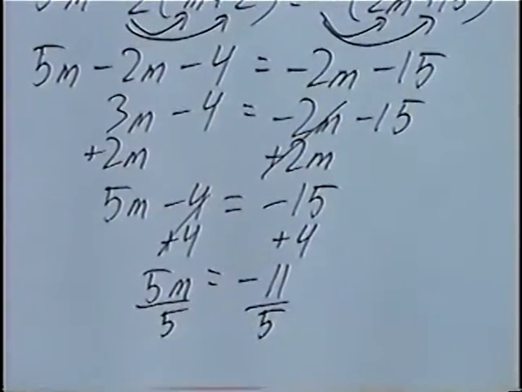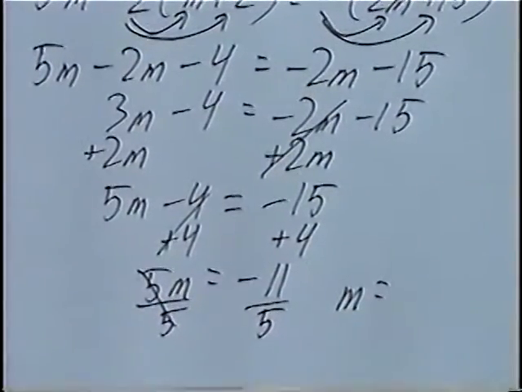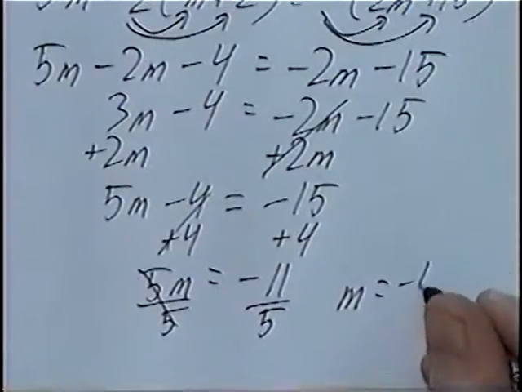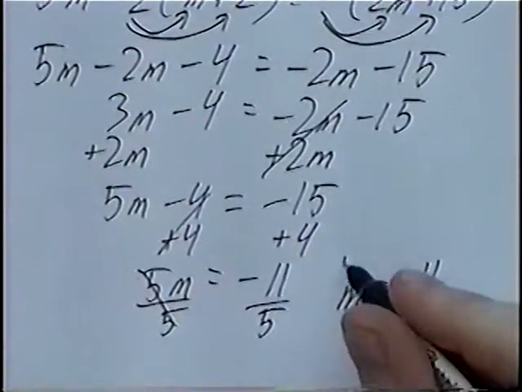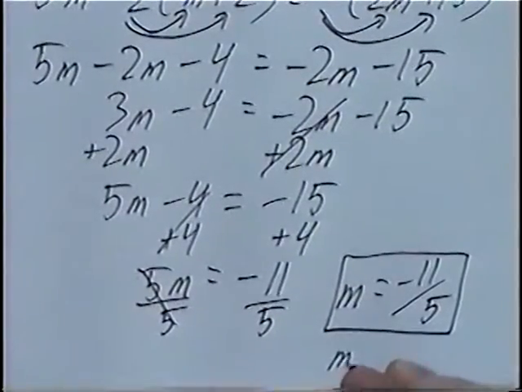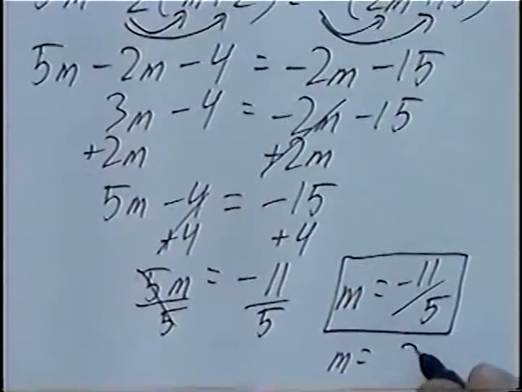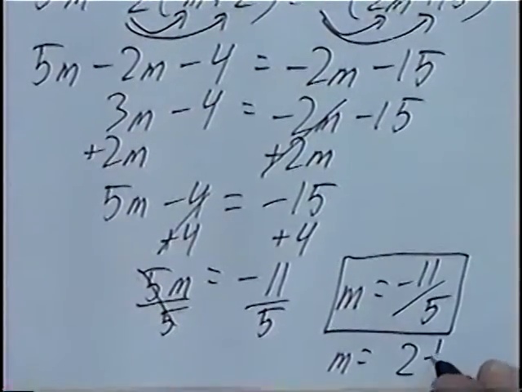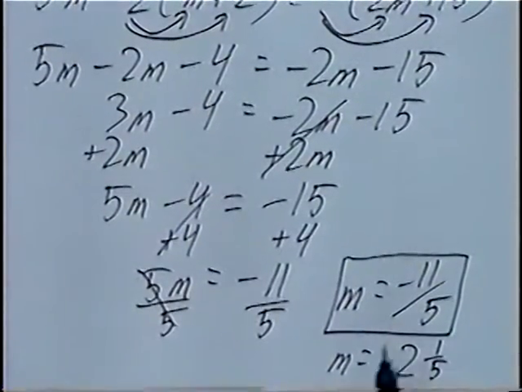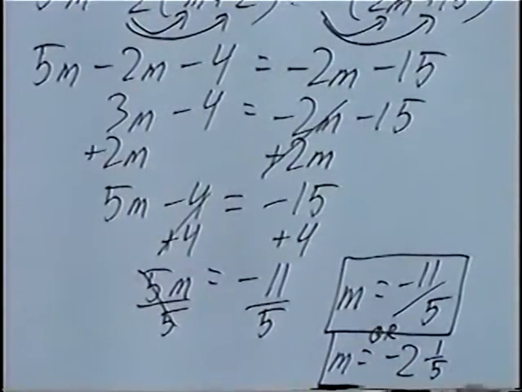And last step, divide by 5. So m equals, you can leave your answer in fraction form as long as it's reduced. Negative 11 over 5. Or if you want to, you can do a mixed number. 5 goes into 11 two times. There's 1 left over. So that would be 2 and 1/5. The negative stays on there. So that would be negative 2 and 1/5.